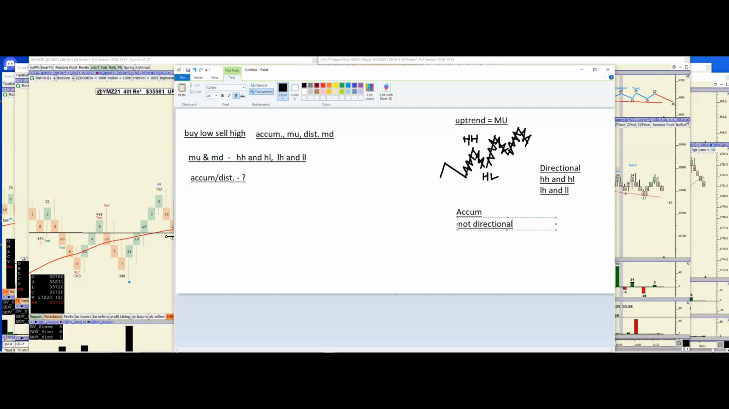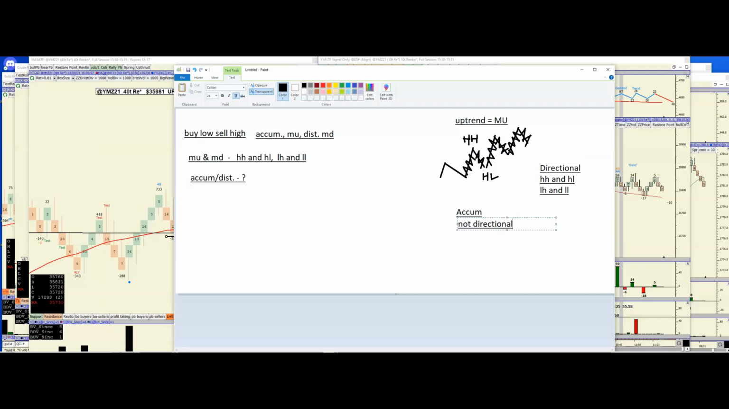Accumulation and distribution come before trend, and therefore direction has not been established. So accumulation and distribution are non-directional. They do not have higher highs, higher lows, and they do not have lower highs, lower lows. Okay, another extension of that.